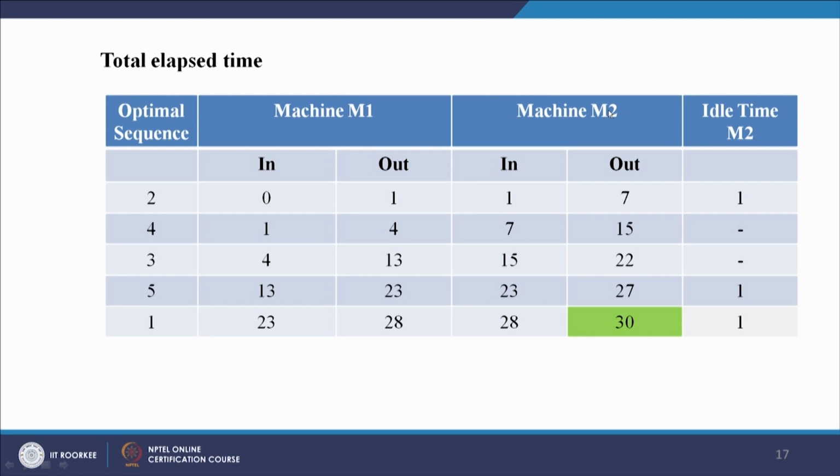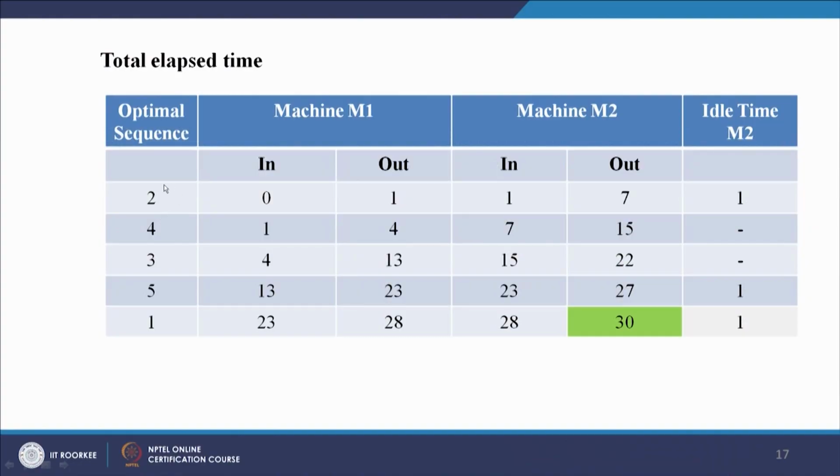When it goes to machine 2, 1 hour of processing has already been done on machine 1. So it goes to machine 2 after 1 hour, and on machine 2, if you see the table again, it will require 6 hours. So it will be out at 7. The idle time on machine 2 is 1 here because we are starting at time 0 and there is no job that can directly be scheduled on machine 2. Why? Because the technical order has to be followed.